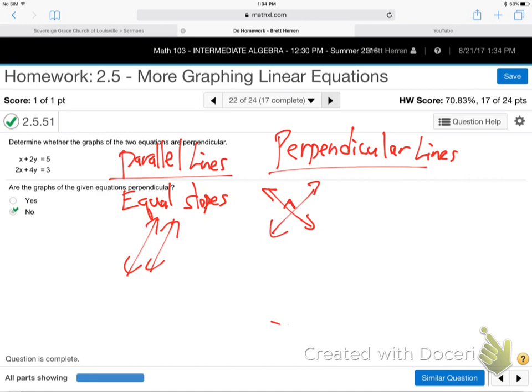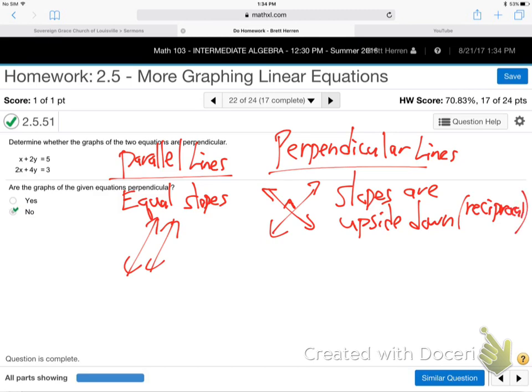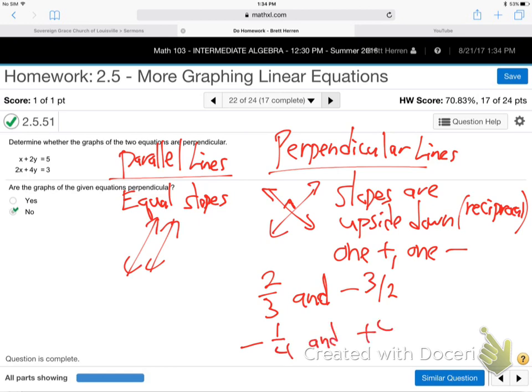Intersection. What that means about their slopes: slopes are upside down. Technical math word is reciprocals. Whatever, you don't need to know that name. Slopes are upside down. One is positive, one is negative. So it'd be like 2/3 and -3/2. Those would be two slopes that are perpendicular. See how they're upside down? One's positive, one's negative. You could have -1/4 and +4. Those are upside down, one positive, one negative.